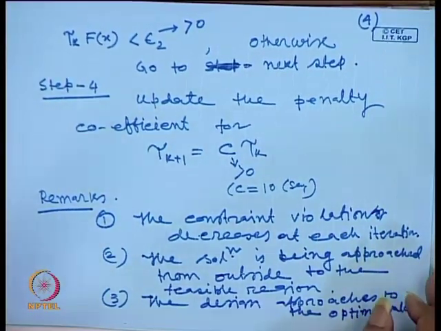As we go on increasing the iterations, it indicates that the constraint violation decreases, and next we can observe we are approaching from the infeasible region towards the feasible region, and ultimately we will approach the optimum value of the function, or the optimal point where the optimum will occur. So, next, let us solve this example problem.